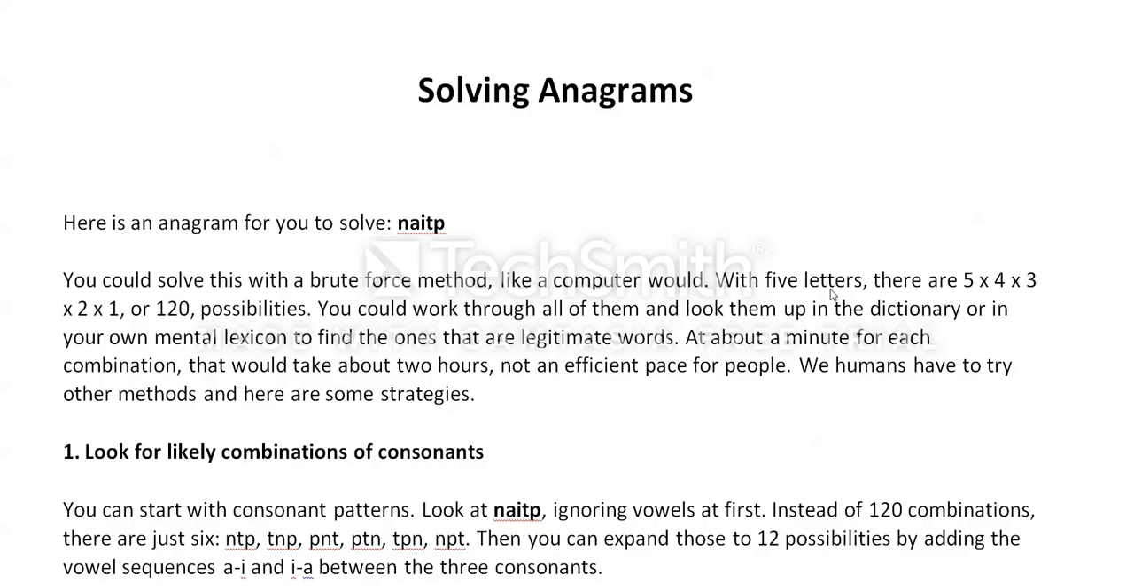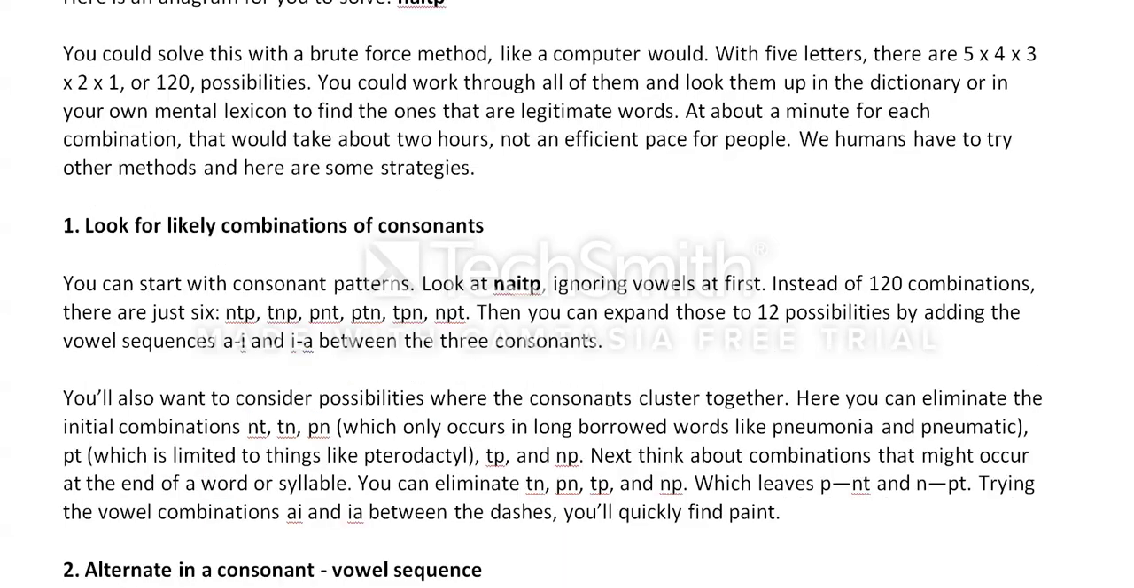With 5 letters in a word, there are actually 120 different possibilities, because it's 5 factorial, 5 times 4 times 3 times 2 times 1. How many possibilities would there be in a 6-letter word? 720, because you would just add a 6 to the front of that: 6 times 5 times 4. So as the amount of letters in the anagram increases, the difficulty increases quite exponentially. It's very hard to do it just forming every single possibility, so you want to use some strategies to solve anagrams.